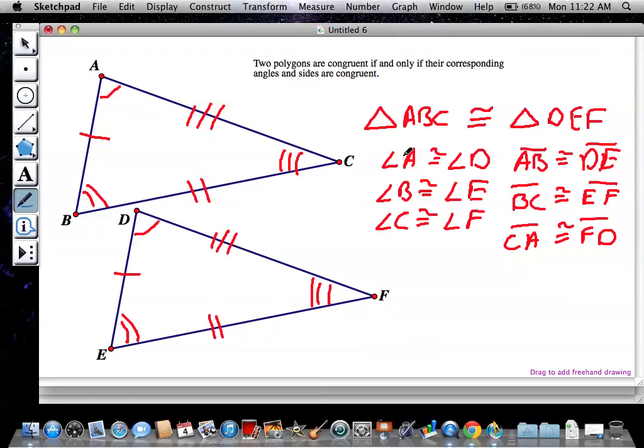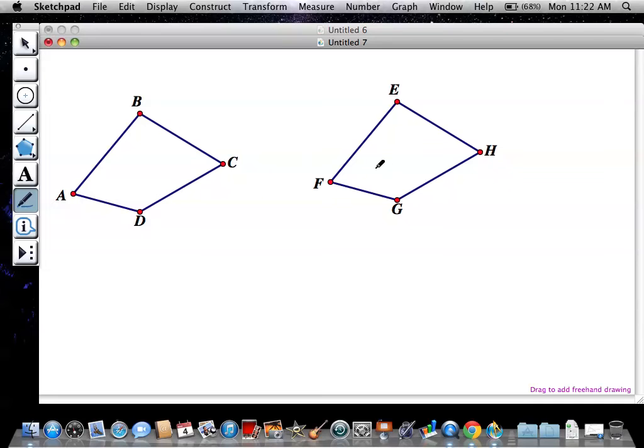It doesn't just work for triangles. It also works for regular polygons as well. So I have the shape polygon ABCD. I did the same thing. I copied and pasted, therefore they are congruent. So it is congruent to, now, A pairs up with which one? F. B pairs up with E. C pairs up with H. And D pairs up with G.